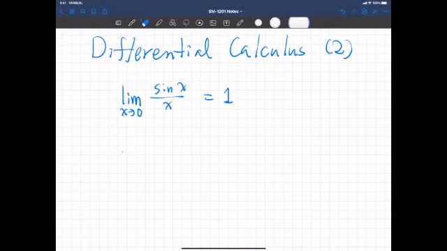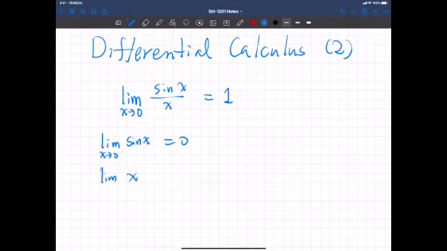However, if you look at the numerator here, the limit of sin x when x approaches 0 is 0. And the limit of x when x approaches 0 is of course 0. So sin x over x when x approaches 0 becomes something like 0 over 0, which is of course undefined. Nevertheless, it converges and has this limit 1.